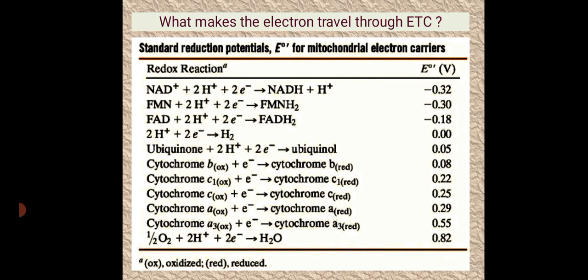Now, the evidence for the existence of this structured series is available. One of them is that the molecules in the electron transport chain are arranged as per their redox potential, which is one of the evidences. And add to that, the four structured complexes, complex 1, 2, 3, and 4, have been physically isolated from mitochondria also.